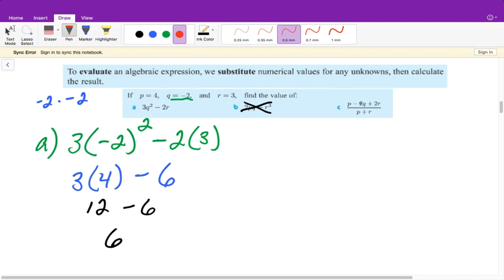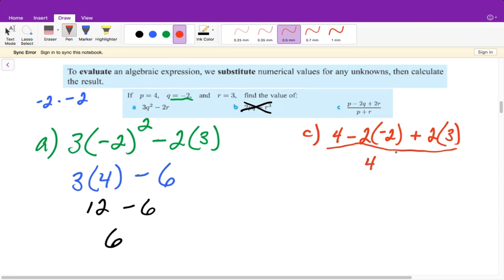All right, so now here we have P, Q, and R, so we need to substitute them all in. So instead of writing P, I know I can go ahead and write 4 because that's what it's equal to. So 4 minus 2 times Q, and Q is equal to -2. Remember, always write it in parentheses when it's negative. Plus 2 times R, and that is then equal to 3. So that's 2 times 3. All over top of P plus R. So P is 4 and R is 3. So 4 plus 3. Right, now we're just going to go ahead and evaluate.